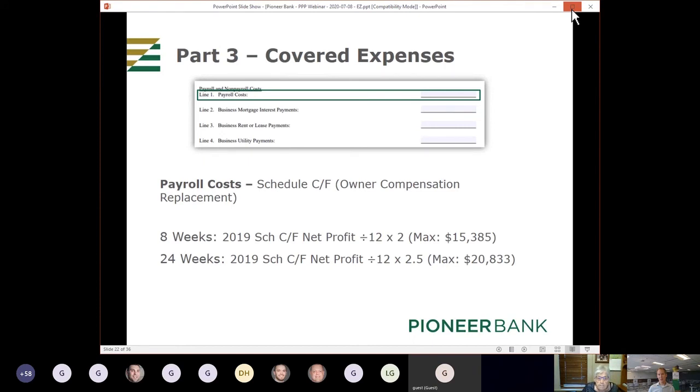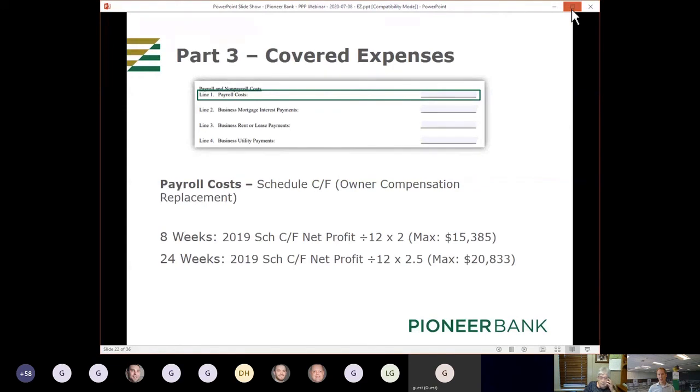So how do we show what that payroll cost is during this shortened covered period of either 8 or 24 weeks? The way they do it, for you guys, is going to be super simple because it's going to work off of your Schedule C from 2019, that you already provided us. If you are an 8-week covered period, you're going to take that 2019 Schedule C, divide it by 12, and multiply it by 2, and the payroll cost will be whatever that is, with a max of $15,385. And again, that $15,385 is the $100,000 cap that people can receive.